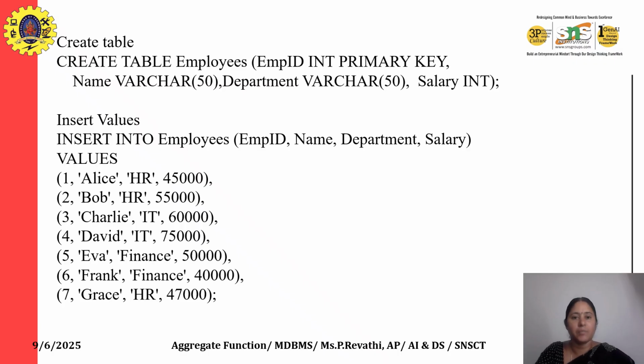Next one is department. This is also varchar of 50. It stores the name of the department where the employee works, such as HR, IT, finance. Fourth one is salary. This is of type int. It stores the employee's salary as a number.